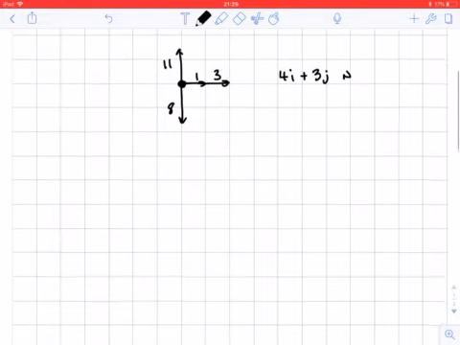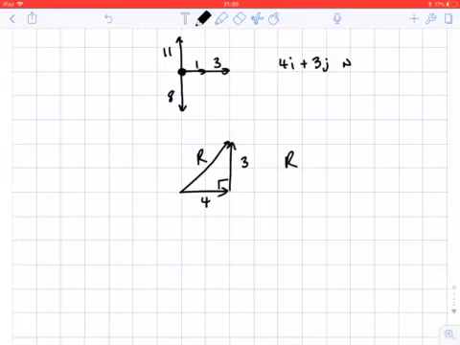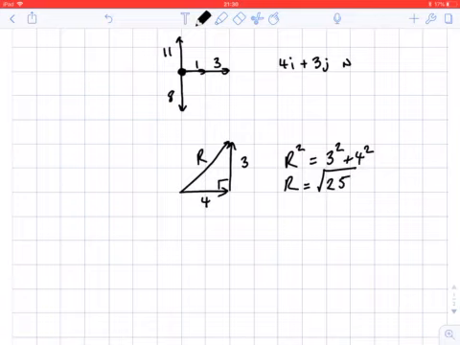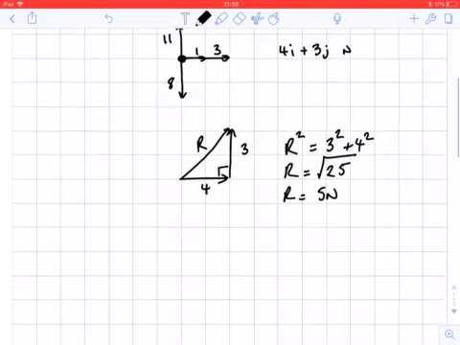So I've effectively just resolved in the horizontal and vertical. So given that now, I can just draw a little triangle of forces. So there's 4 in the i direction, 3 in the j, and I can create my little triangle of forces with the resultant as the hypotenuse. I can see again we've got this 3-4 triangle, so Pythagorean triangle. So r squared will equal 3 squared plus 4 squared, and we should get r equaling the square root of 25, as in one of the previous videos. R is 5 newtons. So the actual force acting on the object is 5 newtons.